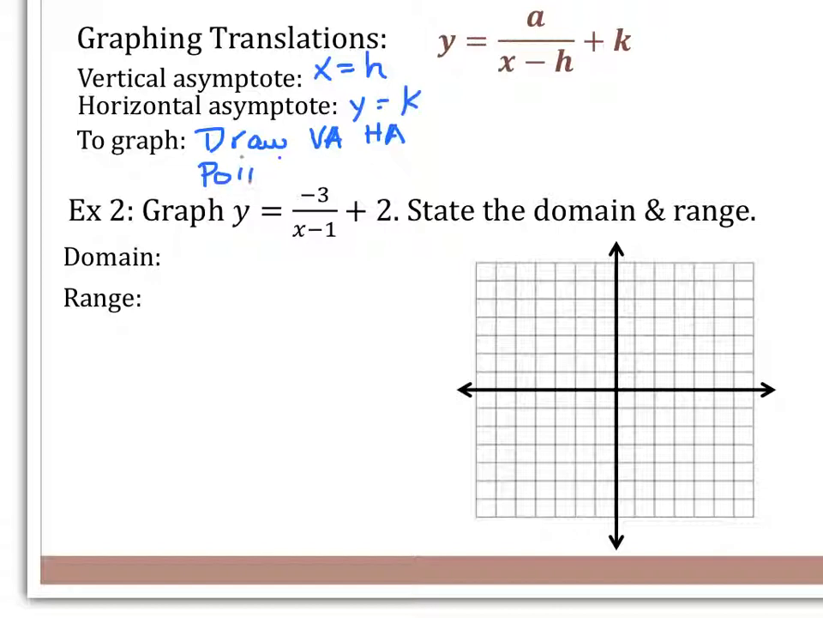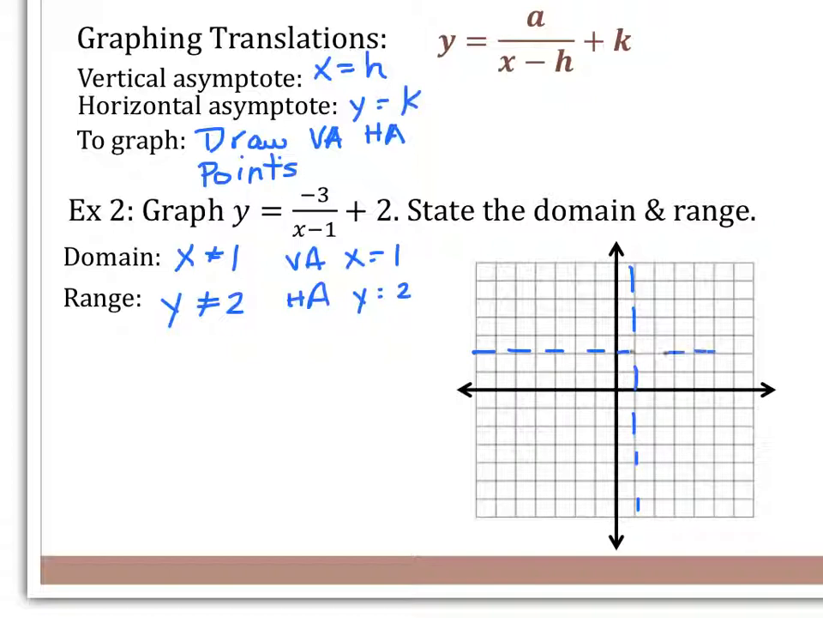Points. Now your domain for the actual example we have, let's look here. What would make that denominator 0? It would be 1. So x cannot be 1, which means y cannot be 2. And that means that your vertical asymptote is x equals 1, and your horizontal asymptote is y equals 2. And I want to go ahead and put those on the graph.